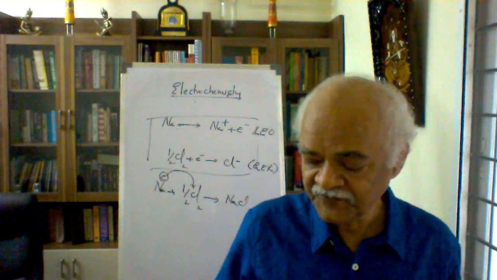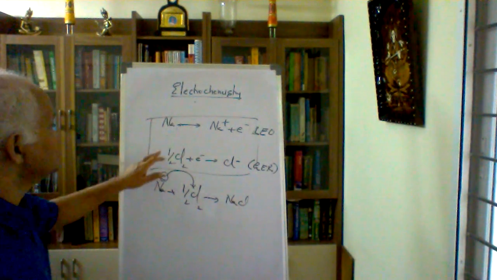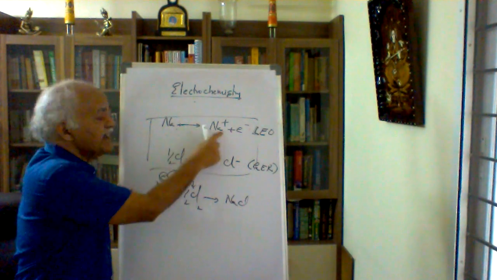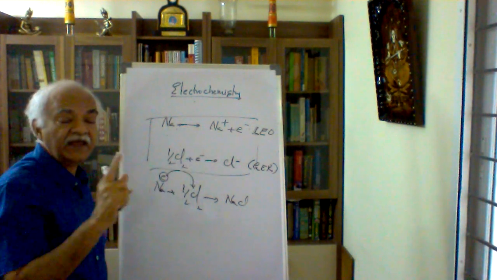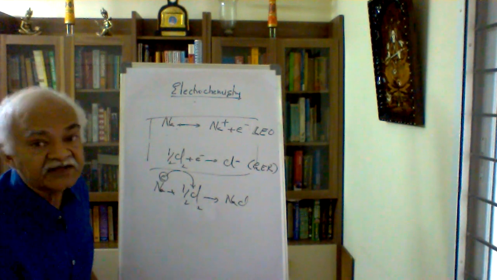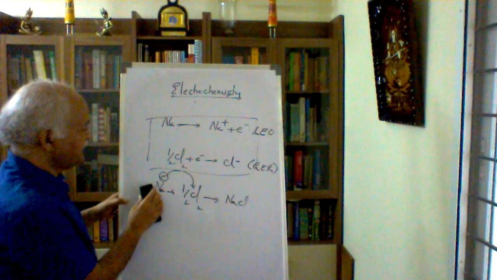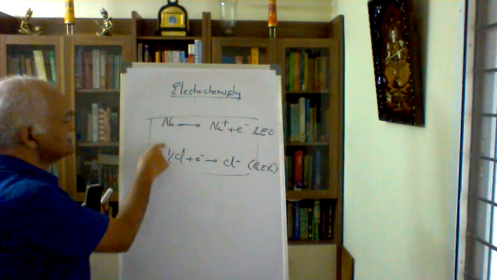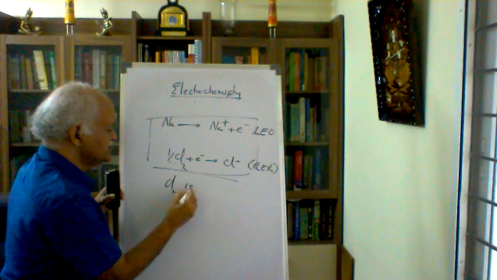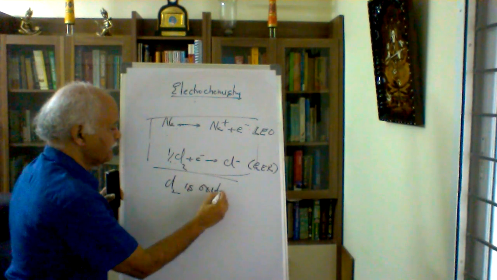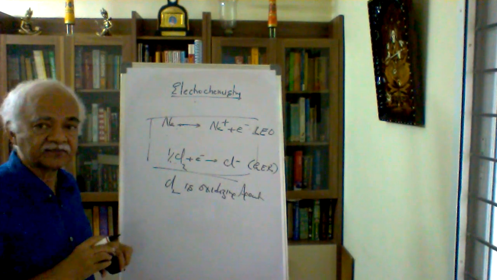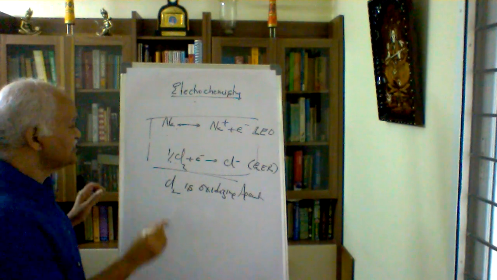Therefore, the reagent that is in the vicinity of sodium is chlorine. So, this reaction is helped by the presence of chlorine. And what is the name of this reaction? We have called it oxidation. Therefore, don't you think this is assisted by chlorine? Therefore, in the above reaction, Cl2 is the oxidizing agent. Cl2 is the oxidizing agent.